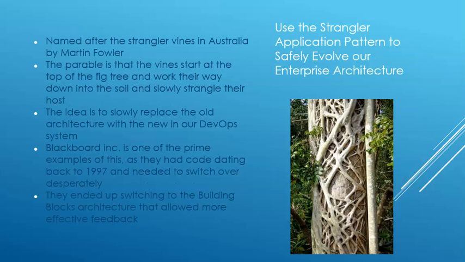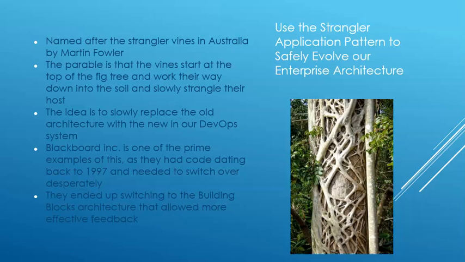Next, we have how to use the Strangler application pattern to safely evolve our enterprise architecture. So Martin Fowler went to Australia and saw these vines in the forest that would start at the top of the tree and work their way all the way down and then root in the soil and grow strong and grow together. But in the process, they would also kill the tree that they started with.